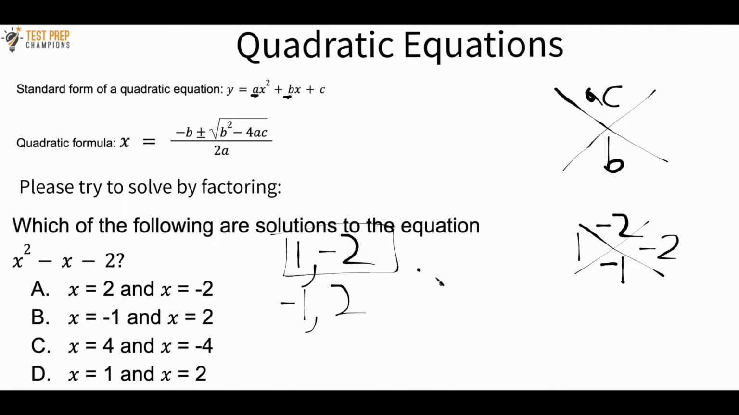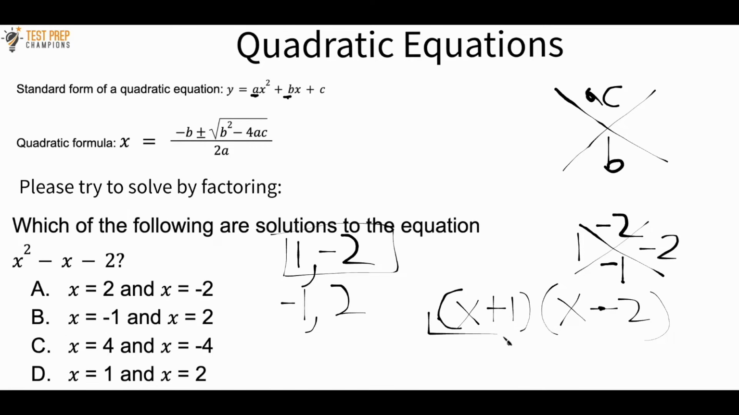Okay, but we're not done yet. So what we could do is write x plus 1, and we could write x minus 2. All right. So basically what I know now is that I can take this x squared minus x minus 2, and I can rewrite it as x plus 1 times x minus 2. And I could use the FOIL method here and get back to x squared minus x minus 2 if I wanted to.